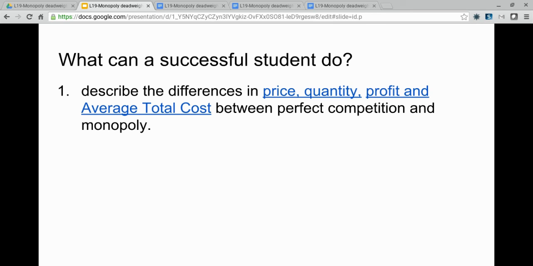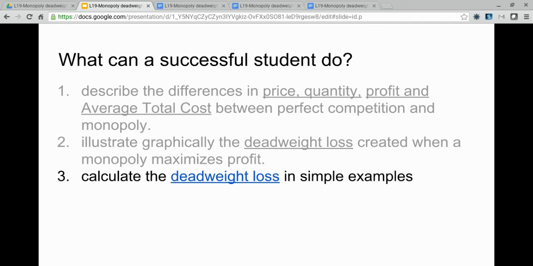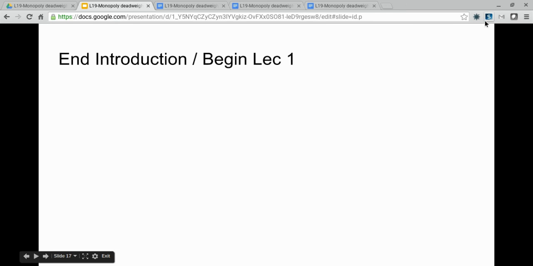After the lesson, the successful student should be able to describe the differences in price, quantity, profit, and average total cost between perfect competition and monopoly. The student should be able to illustrate graphically the deadweight loss created when a monopoly maximizes profit. And finally, the student should be able to calculate the deadweight loss in simple examples. That concludes the introduction.